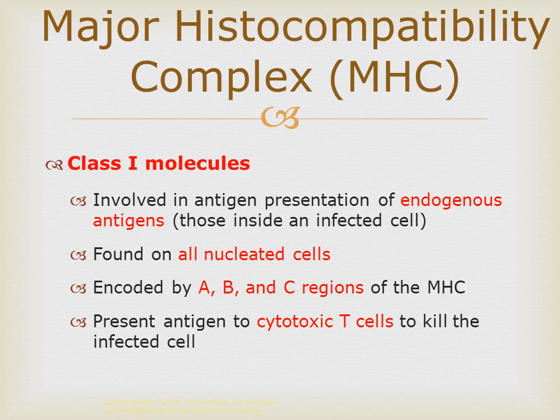The MHC class 1 molecules are involved in antigen presentation of endogenous antigens. These are ones that end up inside the infected cell, such as viruses. They're found in all nucleated cells, so of course that excludes the red cells. They're encoded by A, B, and C regions of the MHC, and once they present the antigen, they are presenting that antigen to cytotoxic T cells, which are going to then be involved in the killing of the infected cell.